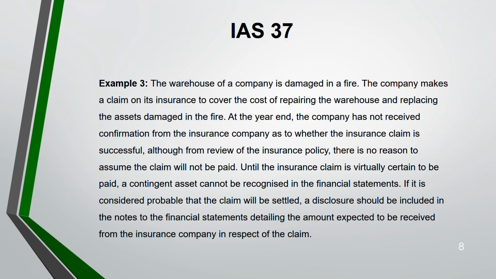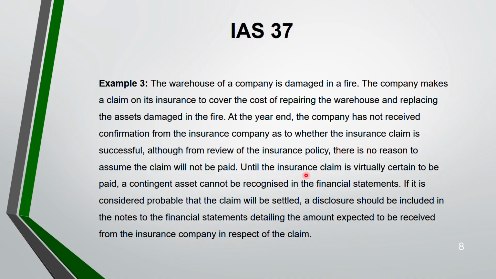Now, example 3. It's about a company's warehouse being damaged in a fire. The company is making a claim that its insurance will cover the cost of repairing the warehouse and replacing the assets that are damaged in the fire. At the year end, the company has not received any confirmation from the insurance company whether the insurance claim will be successful or not. And there is no reason to assume that the claim will not be paid.